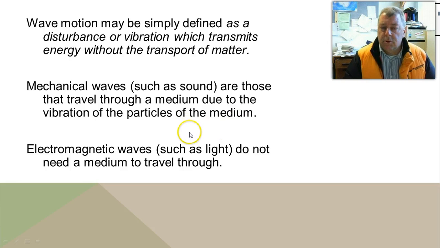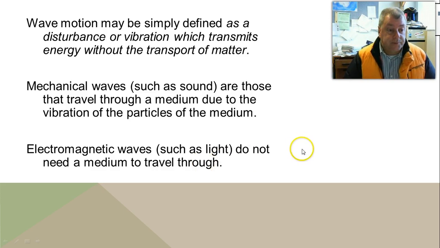Electromagnetic waves, which we'll look at in a lot more detail later on in the year, an example of which is light, do not require a medium to travel through. They are self-propagating electric and magnetic fields, and therefore they can travel through a vacuum, and that's why we can get light from the sun, and we can also use radio telescopes to look at the electromagnetic radiation out there in the universe.